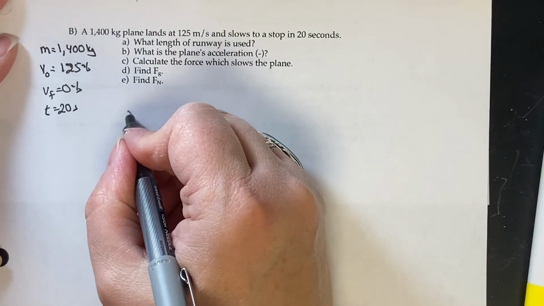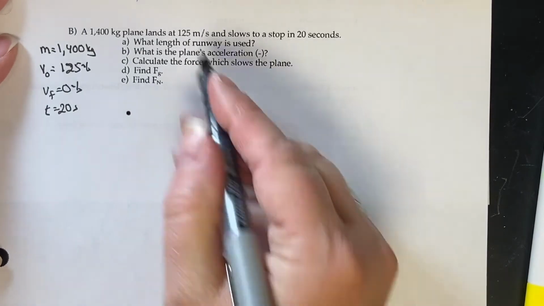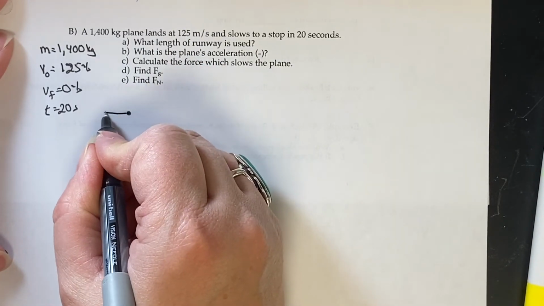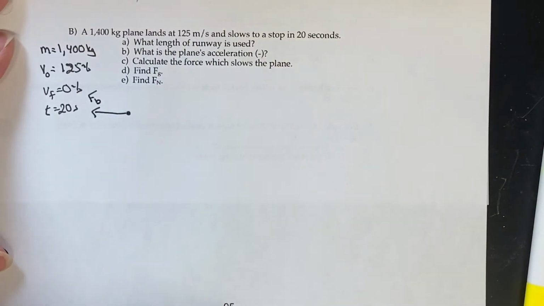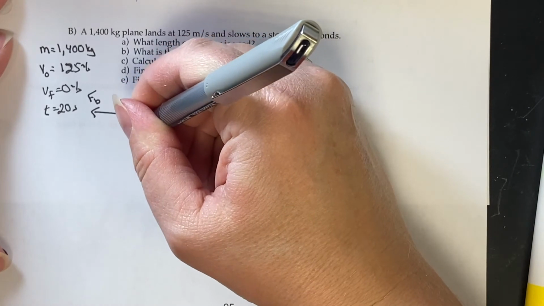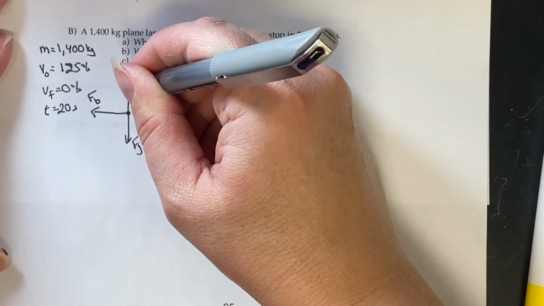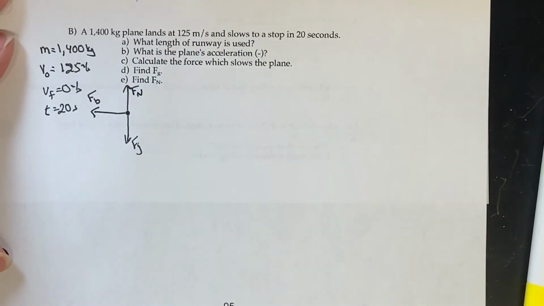If we think about our free body diagram, the plane is moving forward, but what the plane is going to do is apply the brakes. So the force of the brakes would be a backward force. We would have the weight of the plane, the force of gravity, and then also the support force of the ground on the plane, which we call the normal force.